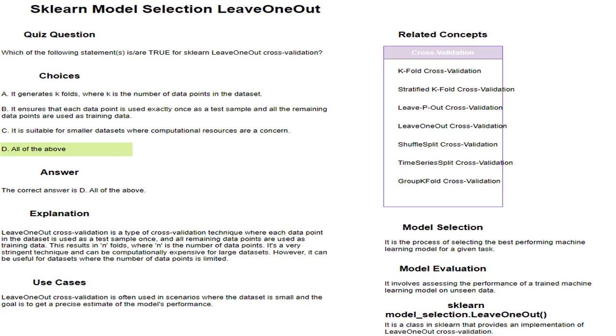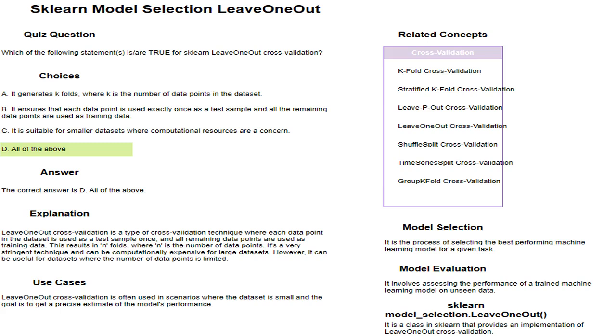Identifying areas for improvement: model evaluation can help to identify areas where a model can be improved. Comparing different models: model evaluation can be used to compare the performance of different models. sklearn model selection: LeaveOneOut is a class in scikit-learn that provides an implementation of leave one out cross-validation. This class can be used to perform leave one out cross-validation on a given dataset.